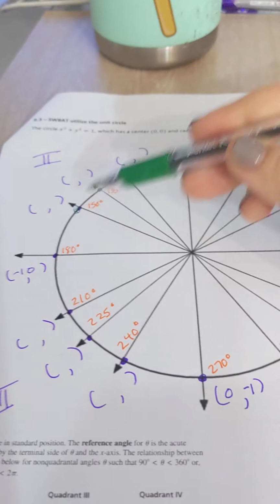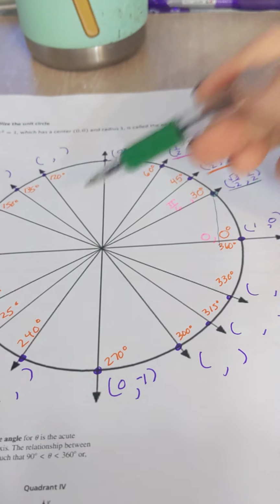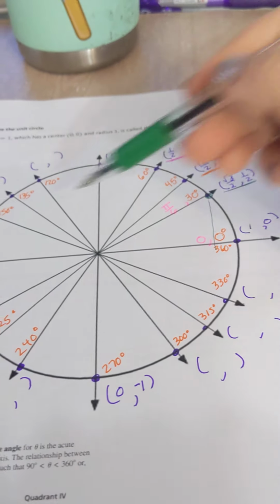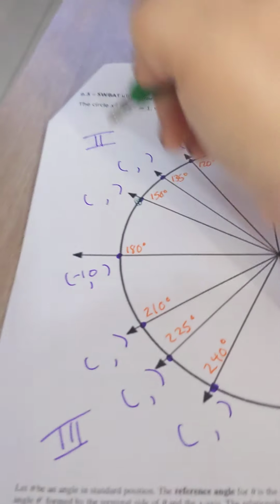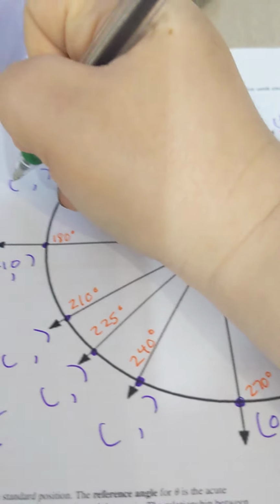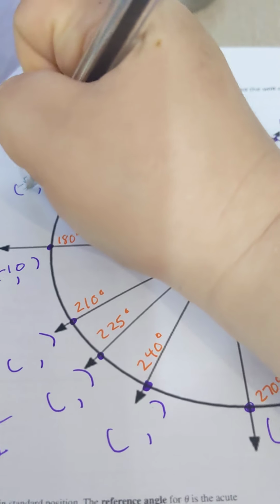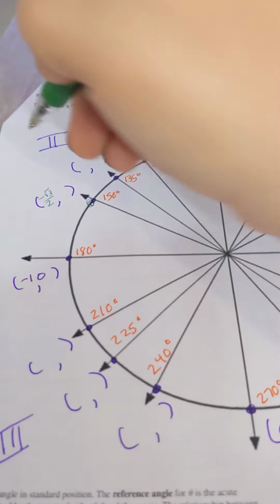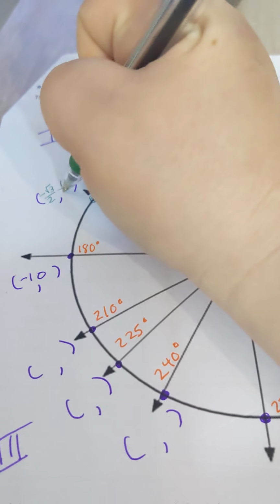So if I flip this over, the x is changing, but the y is not. So x is now going to be on the left-hand side, so it's going to be negative square root of 3 over 2. But the y coordinate is not changing at all, so that's going to be a half.